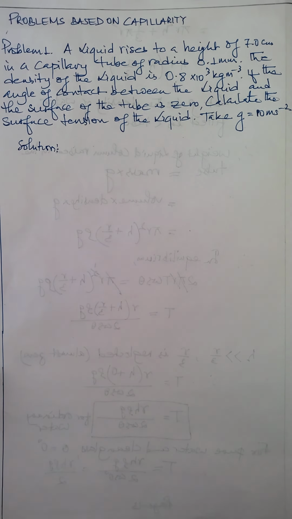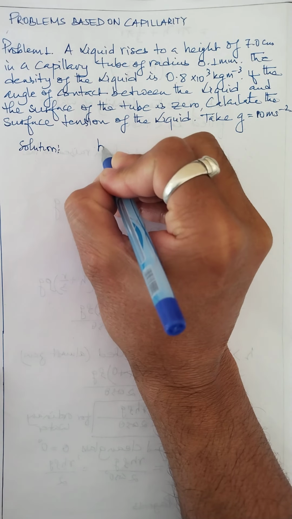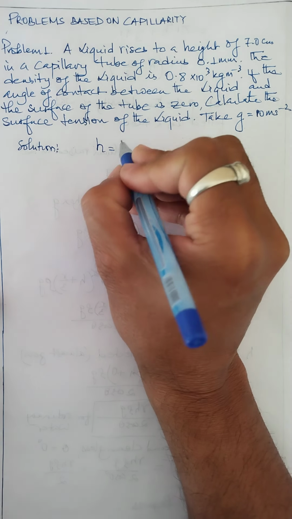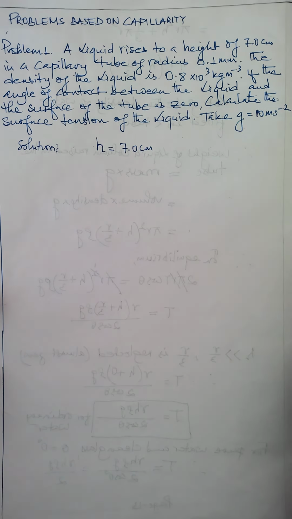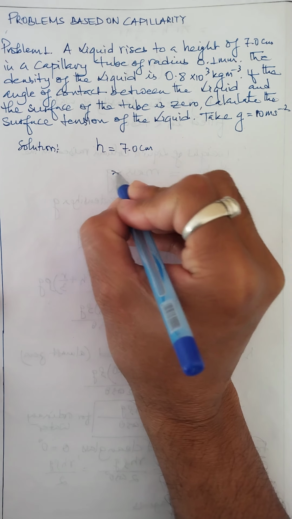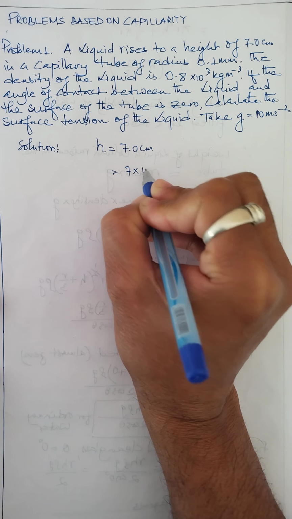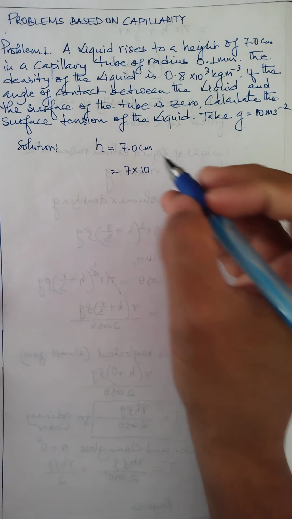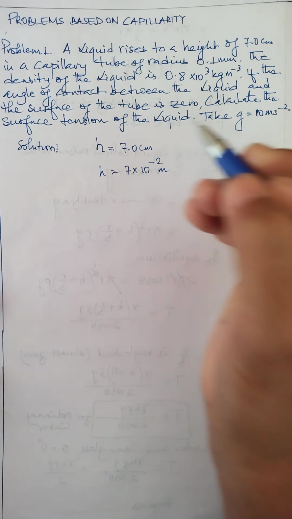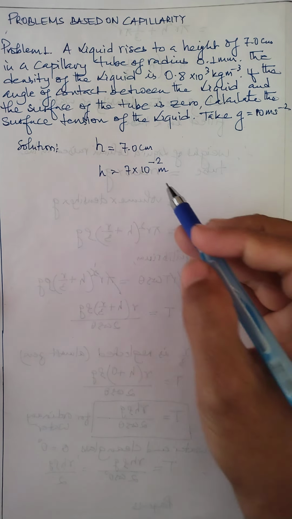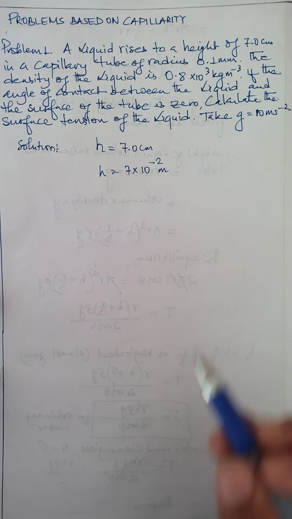Now the liquid rises to a height of 7.0 centimeter, and height is expressed by the symbol h. The 7.0 centimeter means 7 only, but I convert this centimeter into meter, and you have to multiply by 10 to the minus 2 meter. So the height to which the liquid rises in the capillary tube is 7 into 10 minus 2 meter.